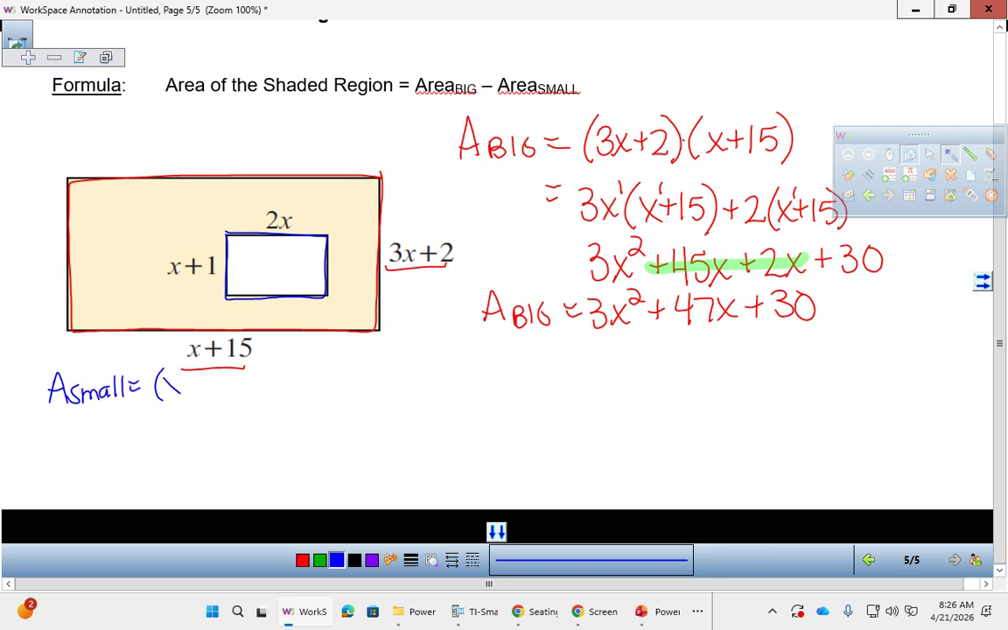Length times width. It doesn't matter what order you put it in. Essentially, I'm just distributing the 2x, right? There's only one term here. So I'm doing x times 2x and 1 times 2x. Don't forget that there's ones on these though, right? So x times 2x is 2x, add the exponents, squared. And 1 times 2x is 2x.